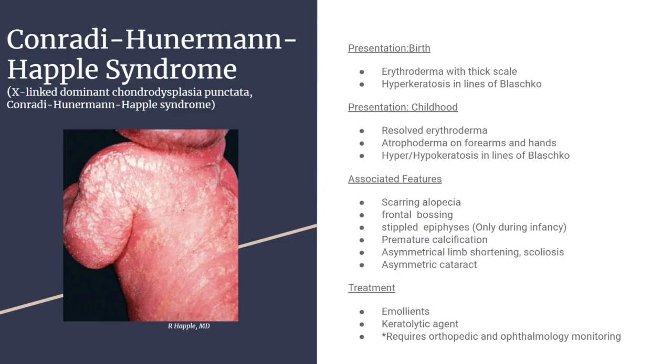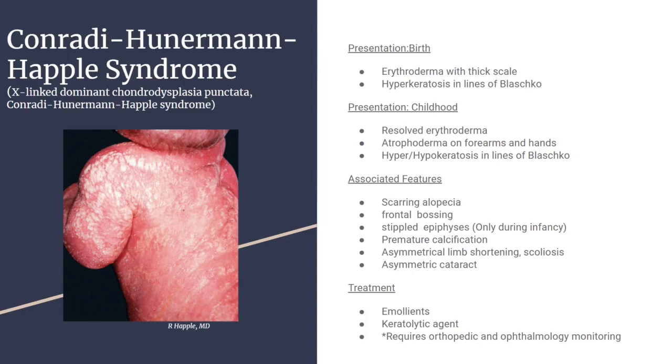Then as they grow older, the erythroderma resolves. There then forms an atrophoderma, sometimes in the lines of Blaschko, but sometimes mainly on the forearms and hands, as well as hypokeratosis in the lines of Blaschko. You'll have several associated features which are often tested with this disease, including scarring alopecia, but more notably bone features such as frontal bossing, stippled epiphyses, which we'll notice only during infancy, premature calcification, and asymmetric limb shortening and scoliosis, and that's what's going to be compared and contrasted to the next disease.